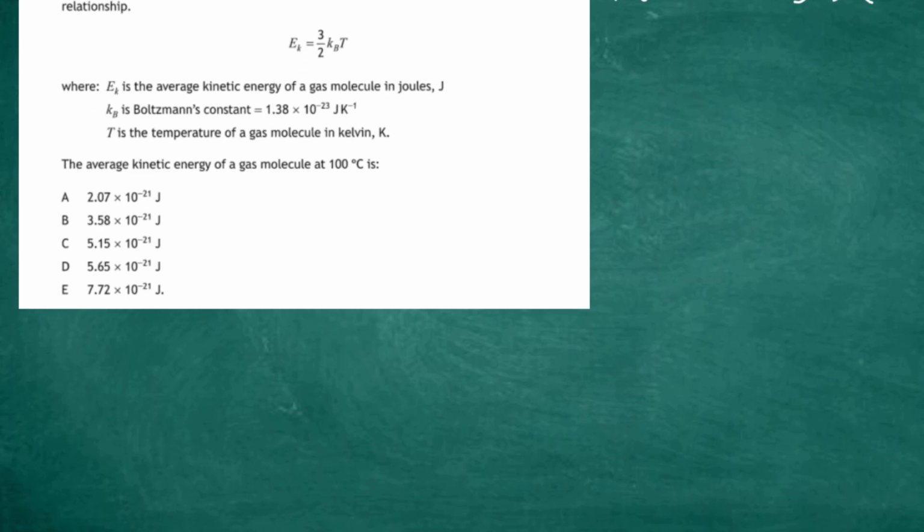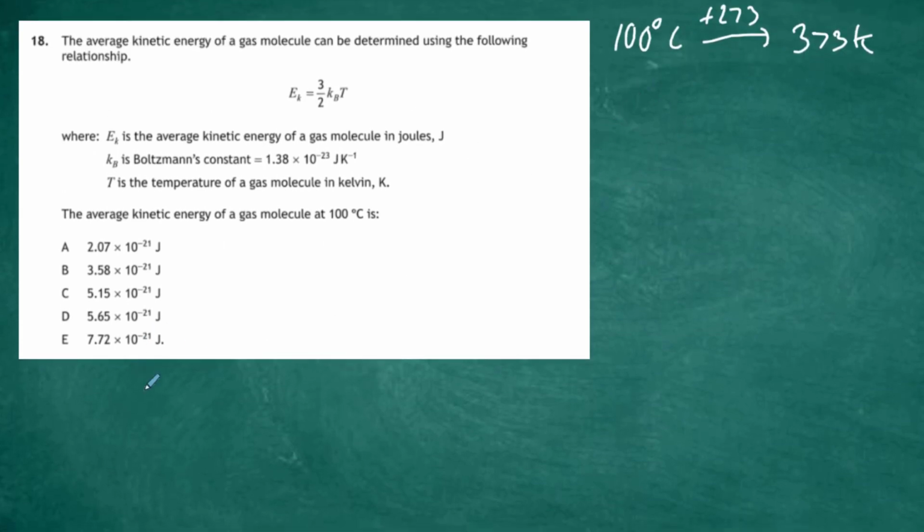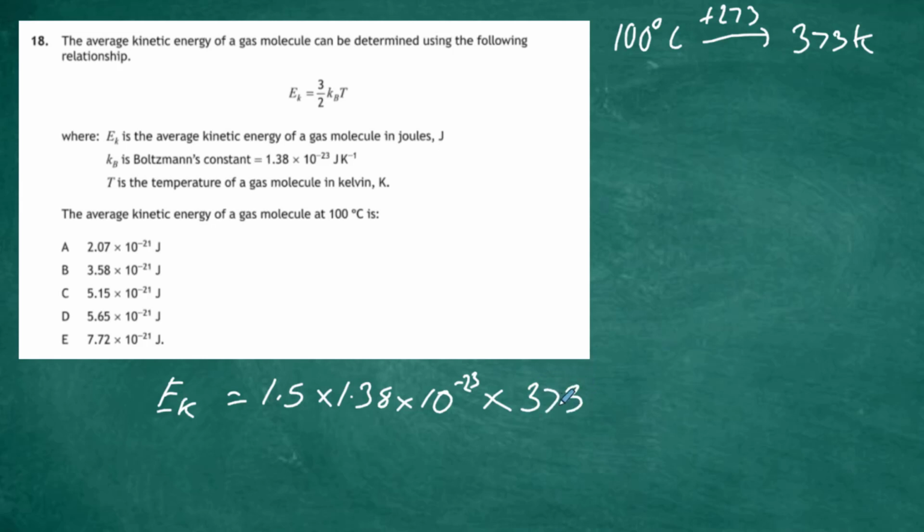So we've now got our temperature. Now let's plug our numbers into the equation. EK is going to equal 3/2, which we'll write as 1.5, multiplied by Boltzmann's constant KB, which is 1.38 times 10 to the minus 23. And finally, we have to multiply that by our temperature in Kelvin, which we worked out to be 373. So we'll do that in our calculators, and you end up with a value of 7.72 times 10 to the minus 21, and the answer is going to be in joules. So we look up our responses here. It's the last one, 7.72 times 10 to the minus 21 joules, and that's answer E.